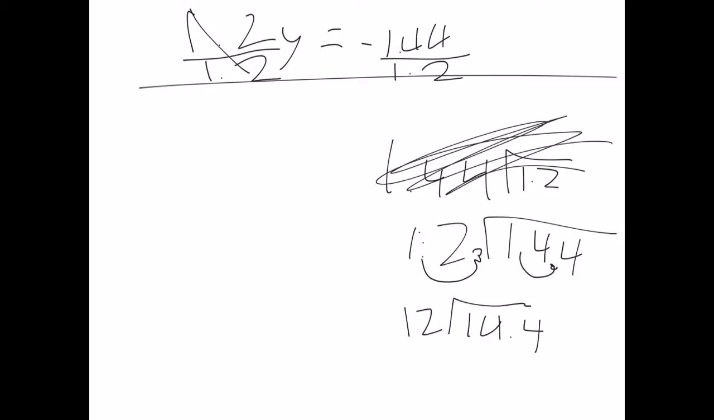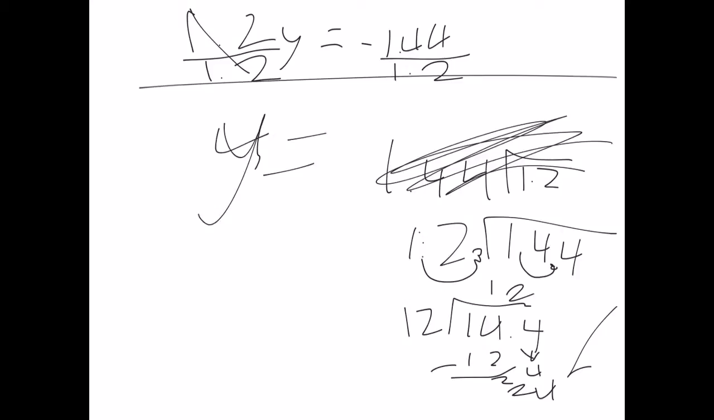So what you do, 12 goes into 14 once, 12, 2 comes down, and then 12 goes into 24 twice, and it goes in evenly. So you get a 0. Okay, so now we know that y equals 24.